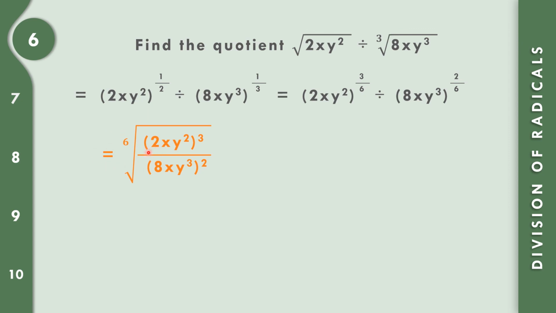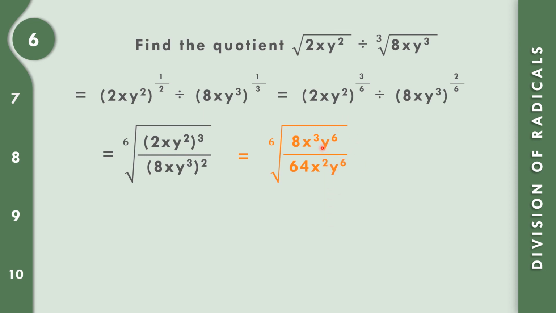So let us multiply 2 times 2 times 2, that is 6 root of 8. X times x times x is x cubed. Y squared times y squared times y squared, so it means 2 times 3, that is y to the 6. Divided by 8 times 8, that is 64. X times x, that is x squared. Y cubed times y cubed, that is y to the 6. 3 times 2 is equal to 6. So, cancel y to the 6 power.